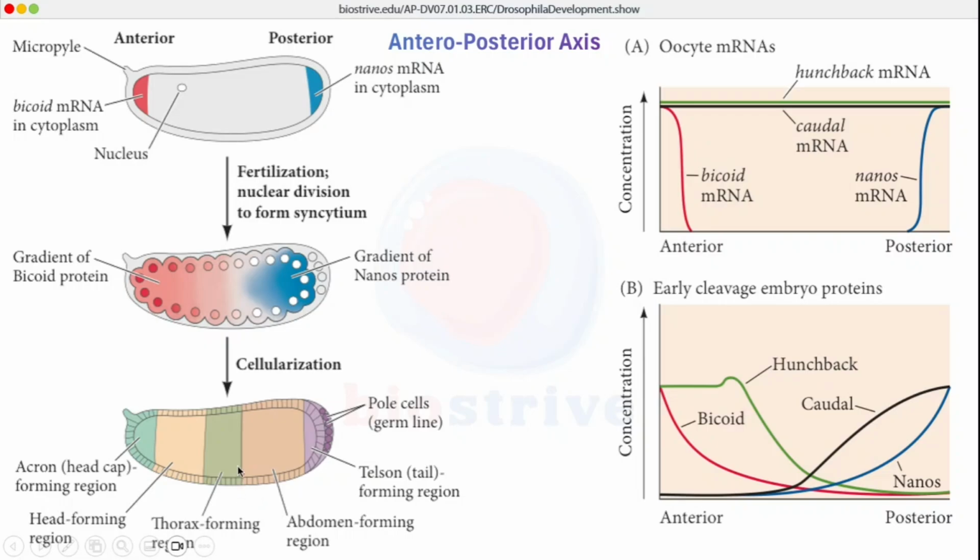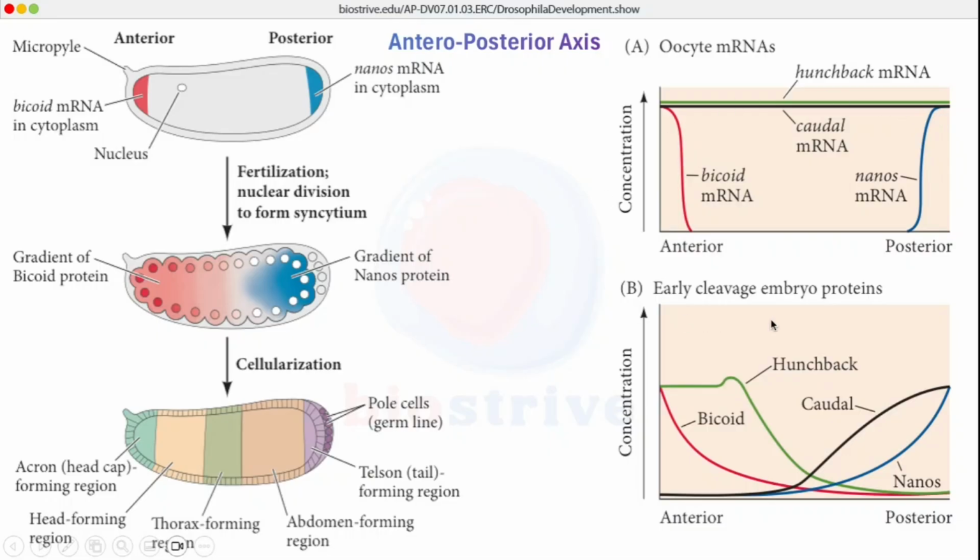After the 13th cycle, to be specific, we get these cytoplasmic connections, or we have peripheral cells all along the embryo as well. Talking about the concentration gradients, you can see bicoid mRNA is in higher concentration at the anterior end, nanos is in higher concentration at the posterior end. In the middle there is absence of both bicoid as well as nanos mRNA. Hunchback and caudal are distributed uniformly all along the embryo.